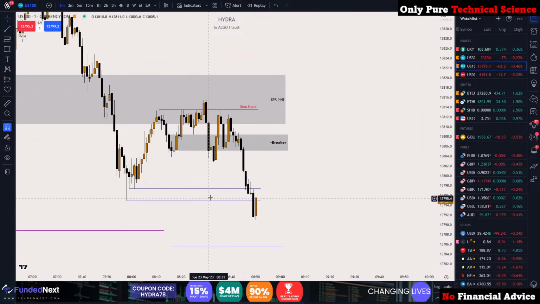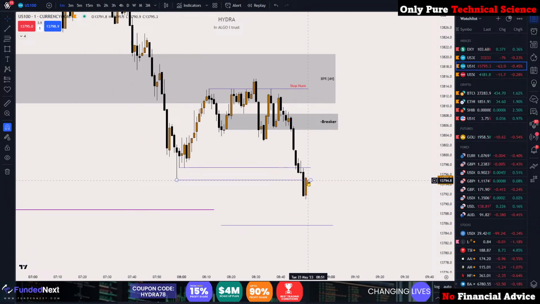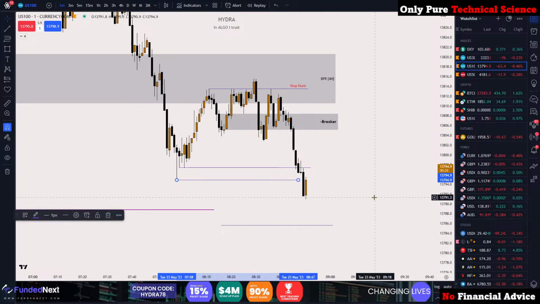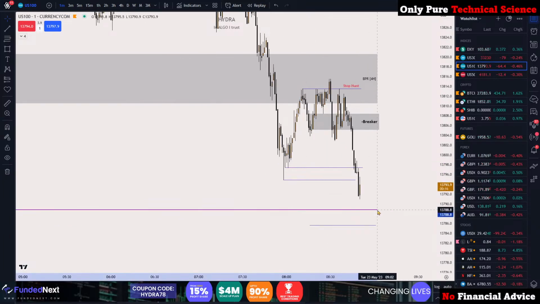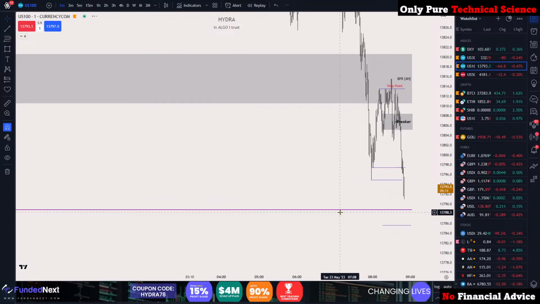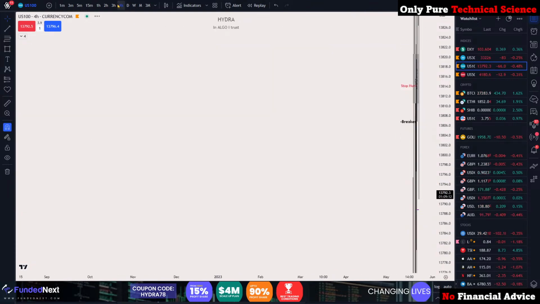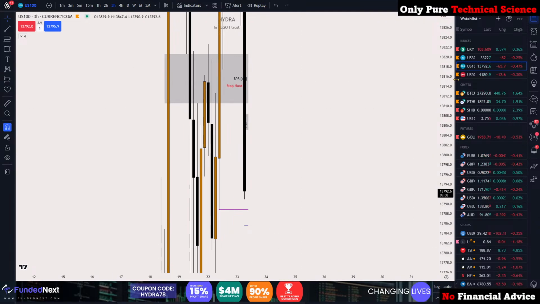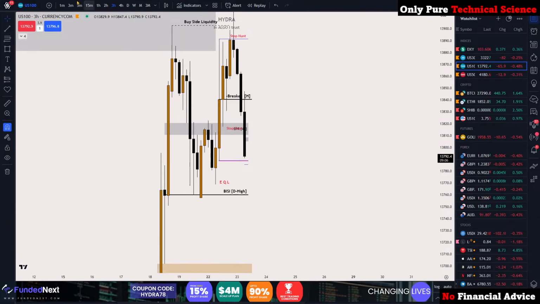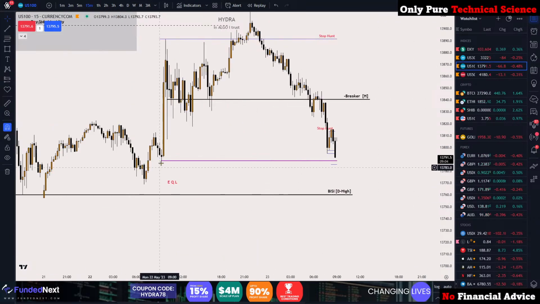So price delivered -1 standard deviation right here, cleared out this low. I'm still expecting to see a run below this shaded line that you see. That's going to be this candle's low. Okay, if I'm dropping down to like a 50-minute chart, that's our sell side liquidity, which is here.